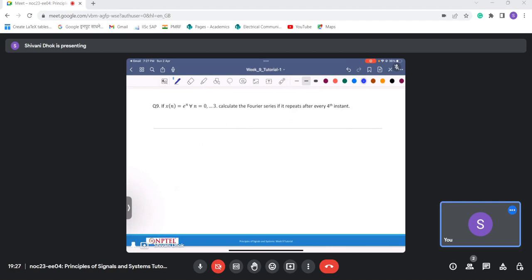Okay. So now what we have been given is the signal xn is equal to e power n for all n from 0 to 3, and we need to calculate its Fourier series if it repeats itself after every fourth instant. So let us first try to draw this signal.